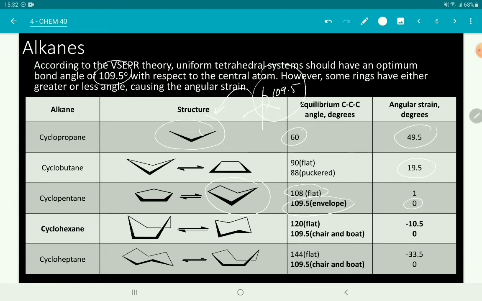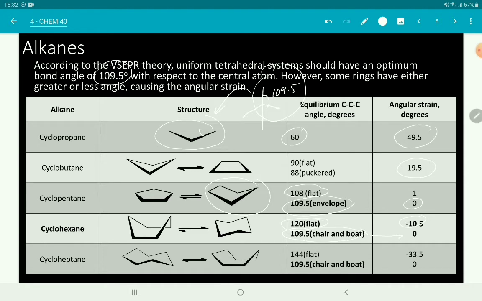Okay? Cyclohexane, 120 degrees siya pag flat, 109.5 kapag chair and boat. So, usually, chair and boat na lang yung conformation niya. Kasi negative 10.5 yung angular strain kapag 120. Masyadong malaki yung angle compared sa 109.5. So, yung chair and boat conformations na lang yung usually na ina-assume ng cyclohexane. Okay? More probable yun sa structure kaysa yung flat because of the angular strain.